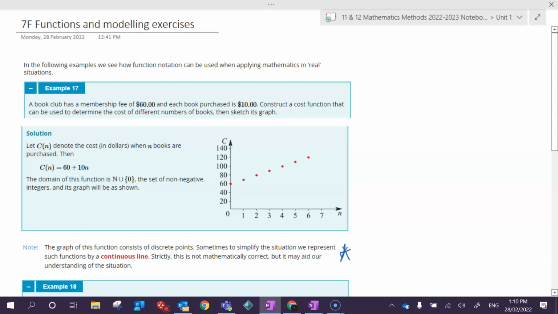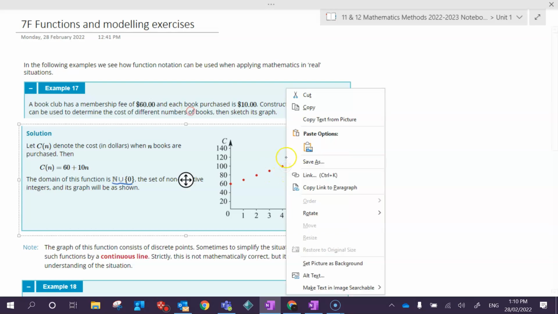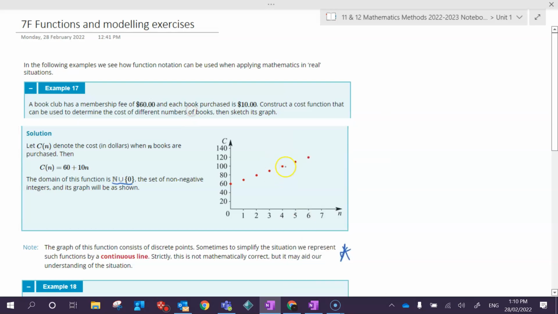The interesting thing here is that we've got the set of integers, natural numbers here. They've said natural numbers or 0. So the set of non-negative integers. Because we're using integer values, we shouldn't be joining these individual points up because it doesn't make sense to have a value where the number of books is 4.3 or 4.6 or something like that. It only makes sense to have a whole number of books. So strictly speaking, when we sketch these graphs, we should have discrete points, discrete values listed.